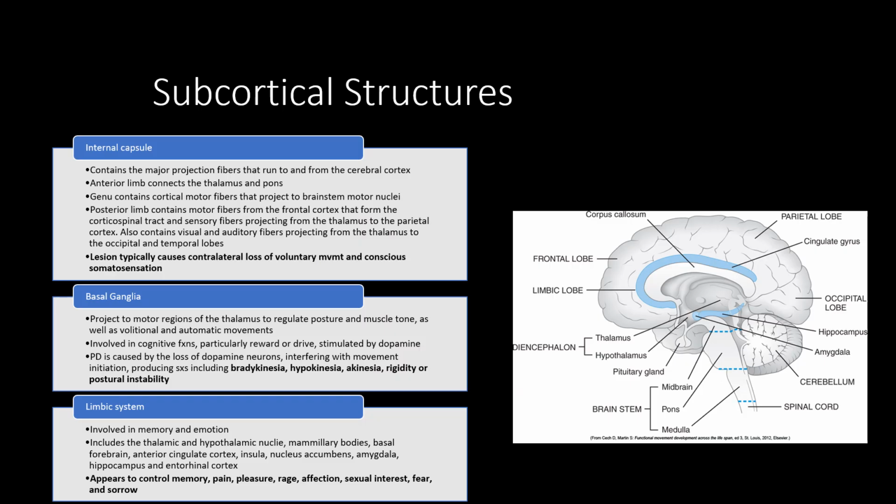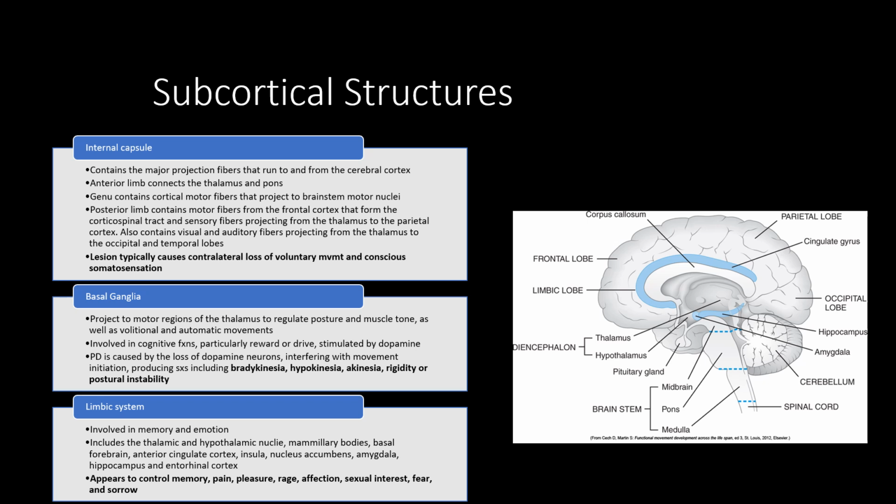The highest level of motor control comes from the cortex, and below the cortex we have subcortical structures. And looking at those subcortical structures, we have the internal capsule, basal ganglia, and limbic system, which you can see lie below the lobes of the brain.